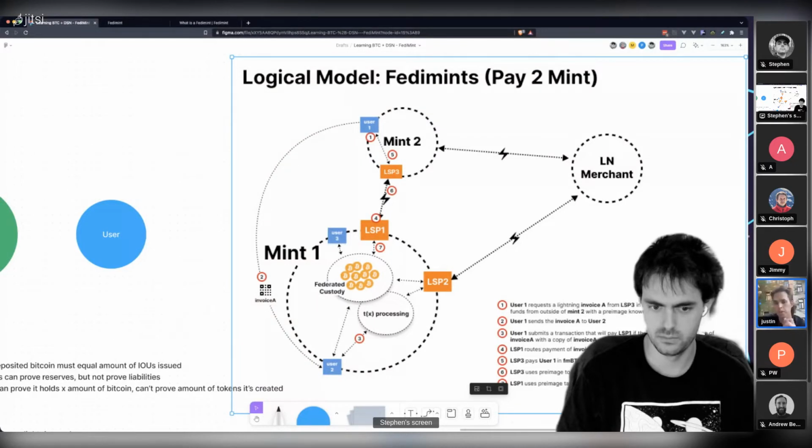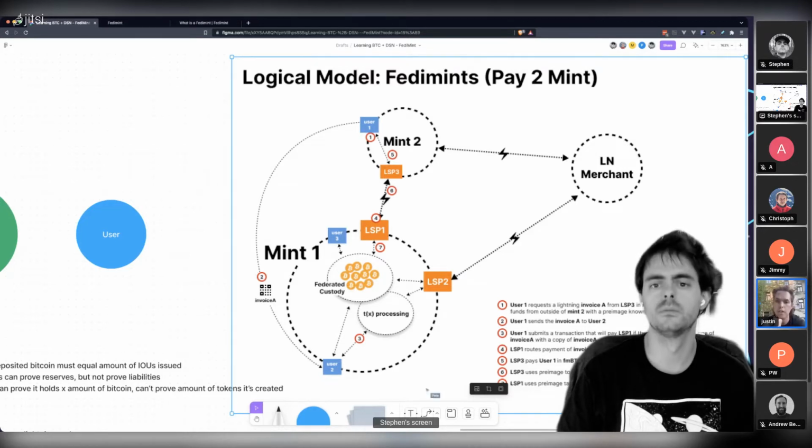Now LSP 1 will send some Lightning to LSP 3. So now he's gained, or she's gained, in eCash tokens and lost Lightning, and they probably gained a little total to represent a small fee, right? And so now LSP 3 has a little bit more Lightning balance, and so what they'll do now is give an equal amount of their eCash balance to the user inside Mint 2, right? So that's the way it works.